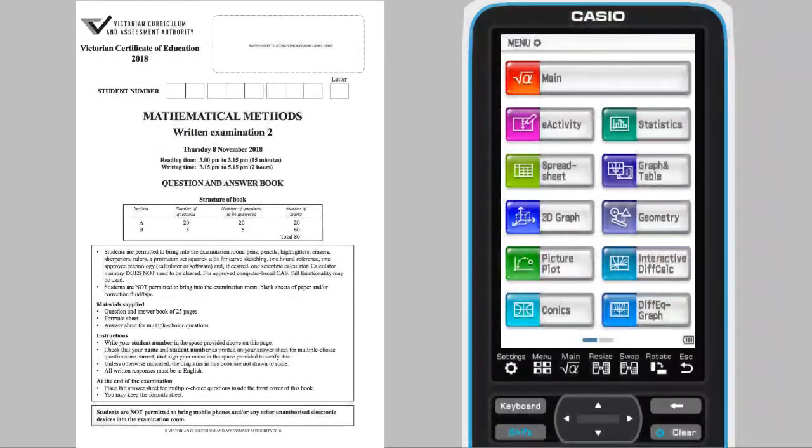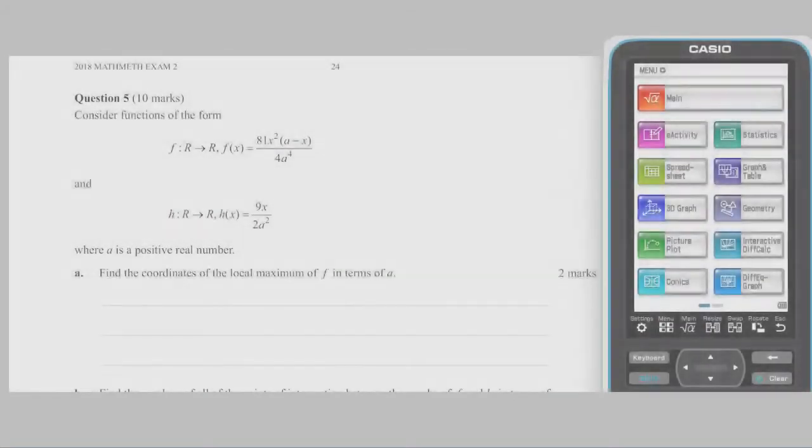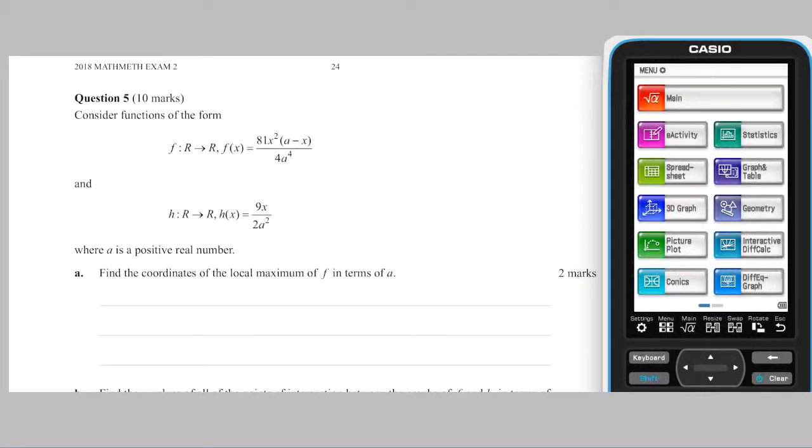This video will present solutions to the 2018 VCE Mathematical Methods Written Examination 2, Section B, Question 5. Before I start working through this question, I'm going to define the functions f of x and h of x on my ClassPad.